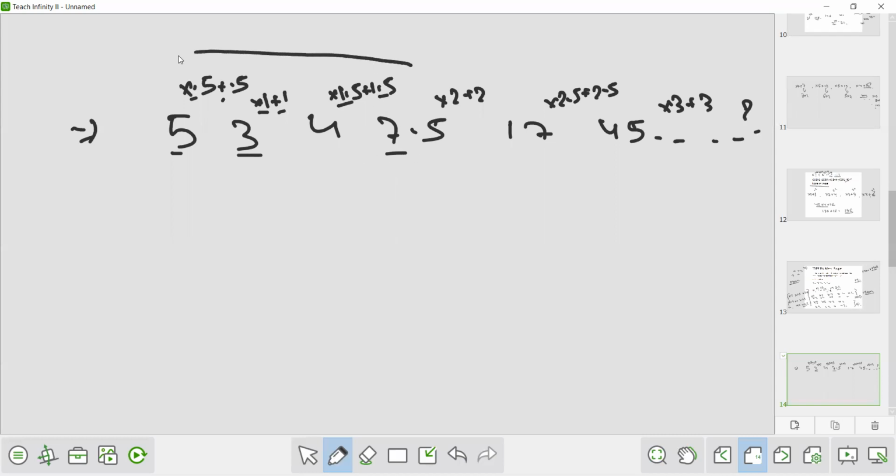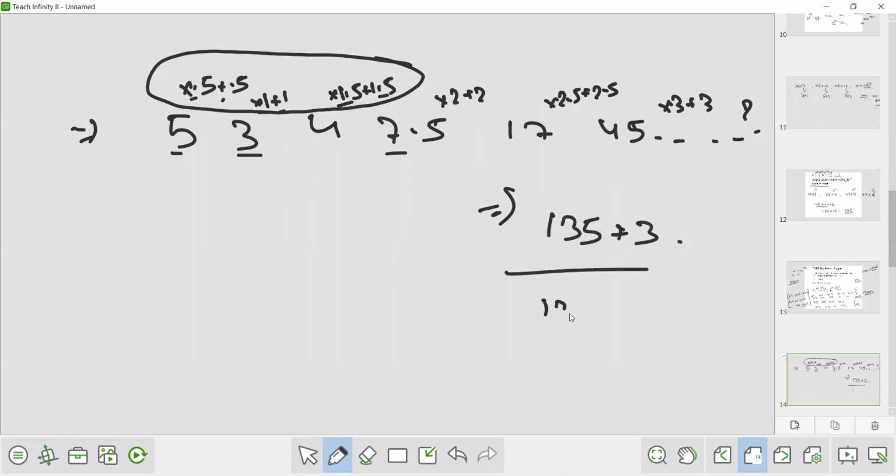By these three results, the rule gets confirmed that it is of the medium mean slope, and it is of the nature 0.5 plus 0.5, 1 plus 1, 1.5 plus 1.5 like this. So now 45 into 3 is how much? 135 and plus 3, so 138.